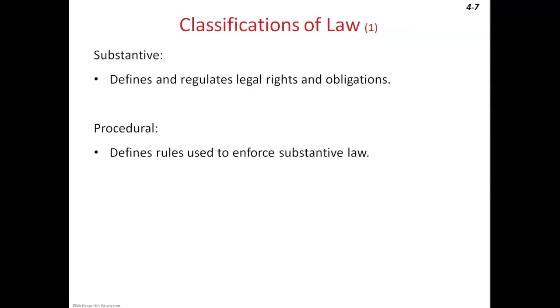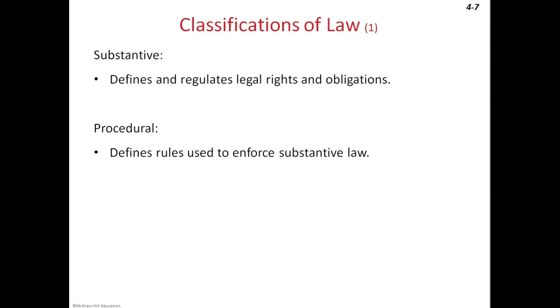After laws have been created through constitutional, case, statutory, administrative, or common law, they are classified by type. The two broad types of law are substantive and procedural. Substantive law defines and regulates the legal rights and obligations. It defines the relationships between people and the state, and is further broken down into categories such as criminal, civil, military, and international law. Procedural law, on the other hand, defines the rules used to enforce substantive law.